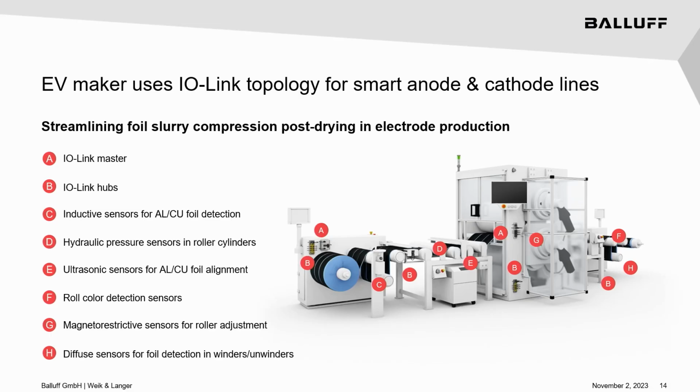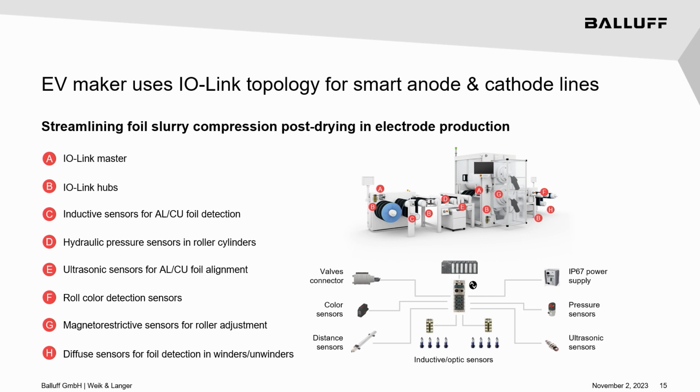No matter if it's inductive sensors to accurately detect any kind of aluminium or copper-based foils, hydraulic sensors, roll color detection sensors, or even diffuse sensors for foil detection in winders or even unwinders. And also here, IO-Link is pretty much a jack of all trades, since it streamlines the whole cabling and all the sensor data collection to a PLC and to high-level systems to make something out of the data and enable condition monitoring.